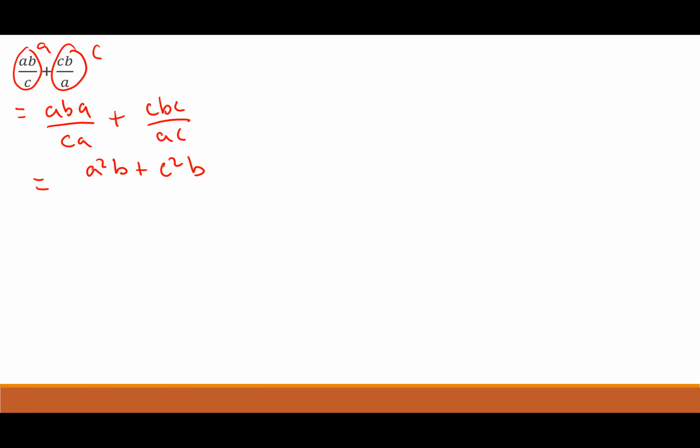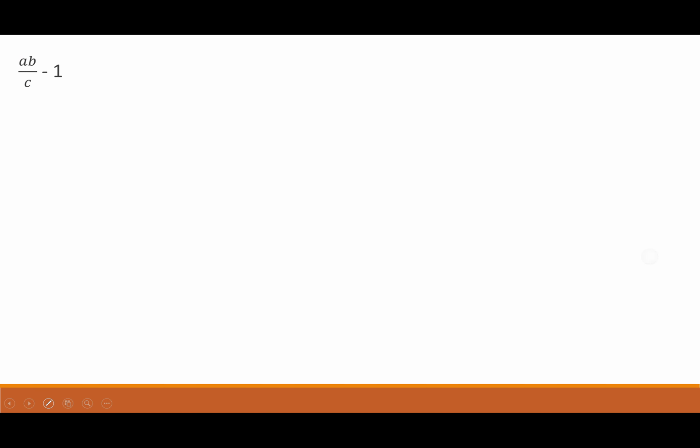Right, so in order to sum this, I need to make the denominators the same. So I'm going to do that times A, that times C. That's going to give me A over C times A plus B over C times... B C over AC equals A squared B plus C squared B over AC. Okay, actually that one I'm going to write as BC squared, just to keep the alphabetical order. Okay, let's move on.